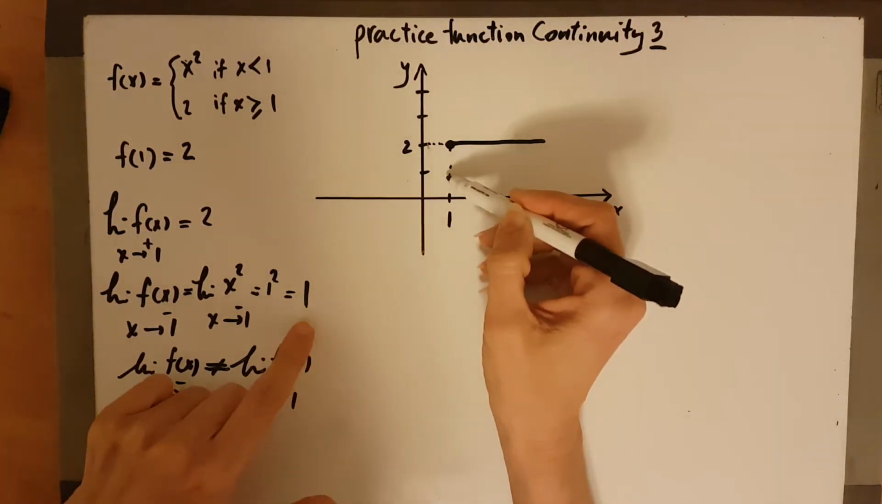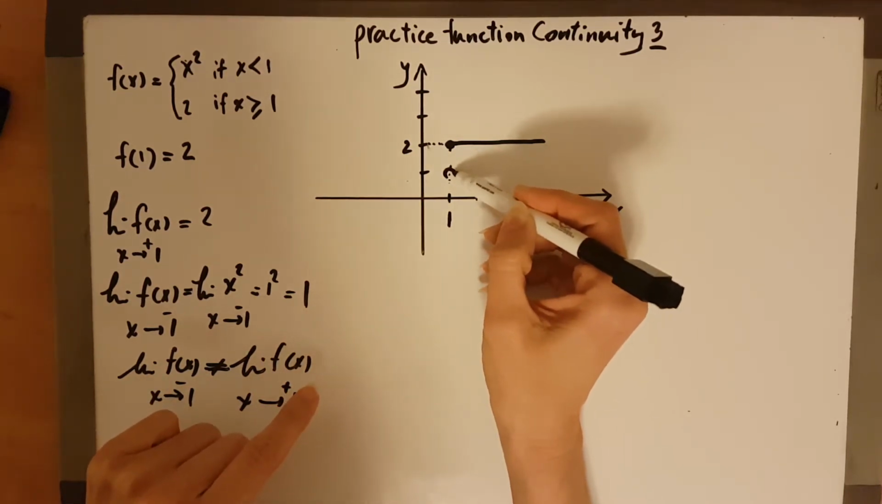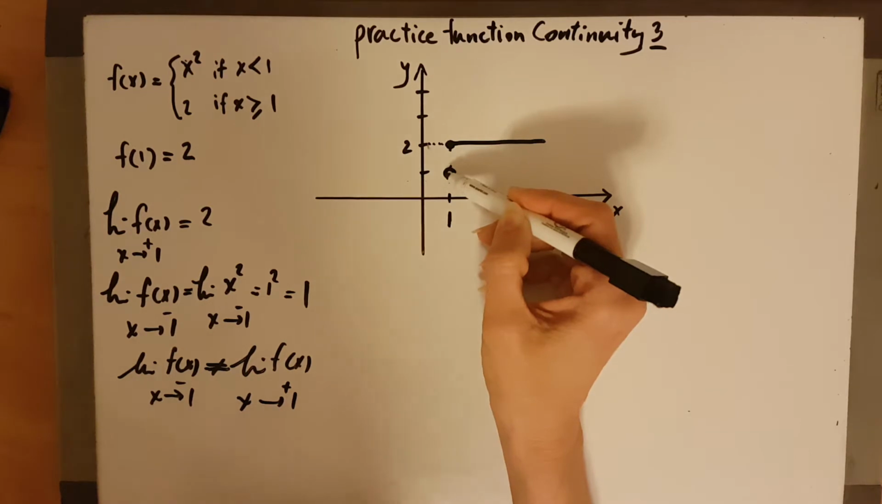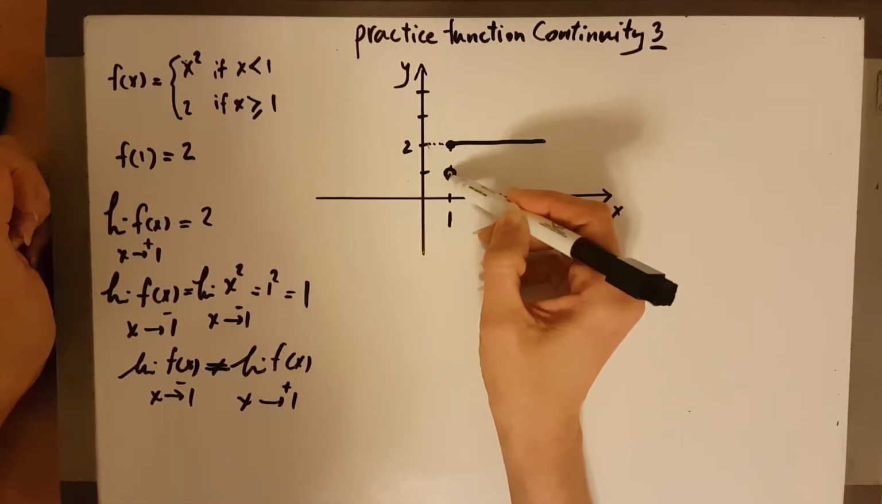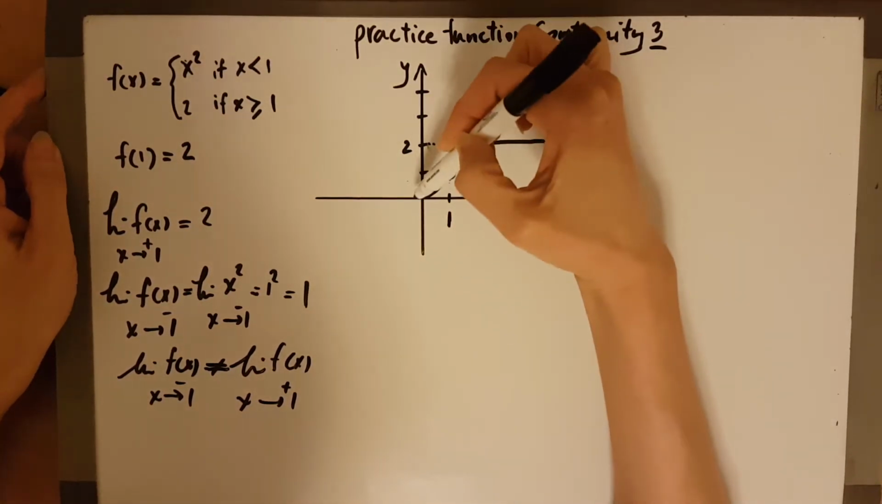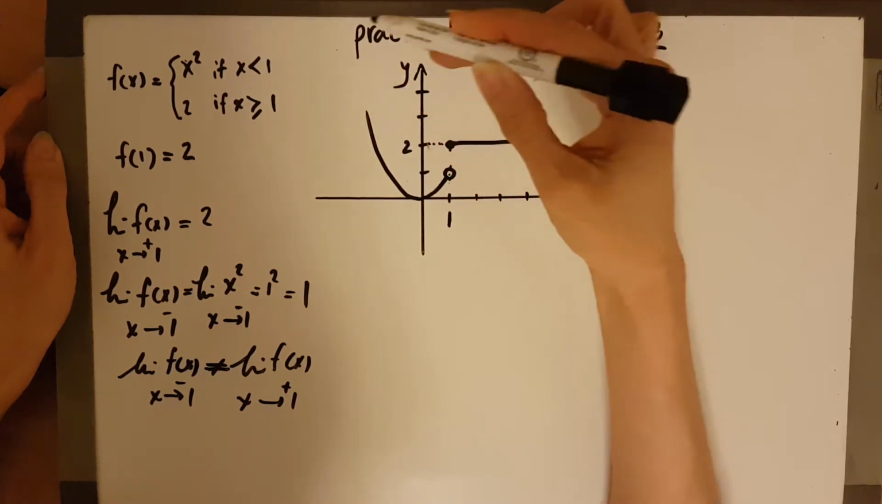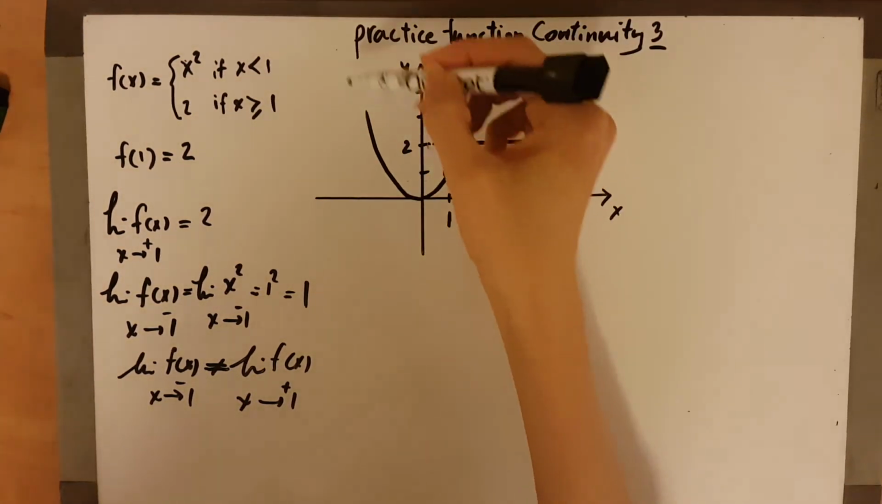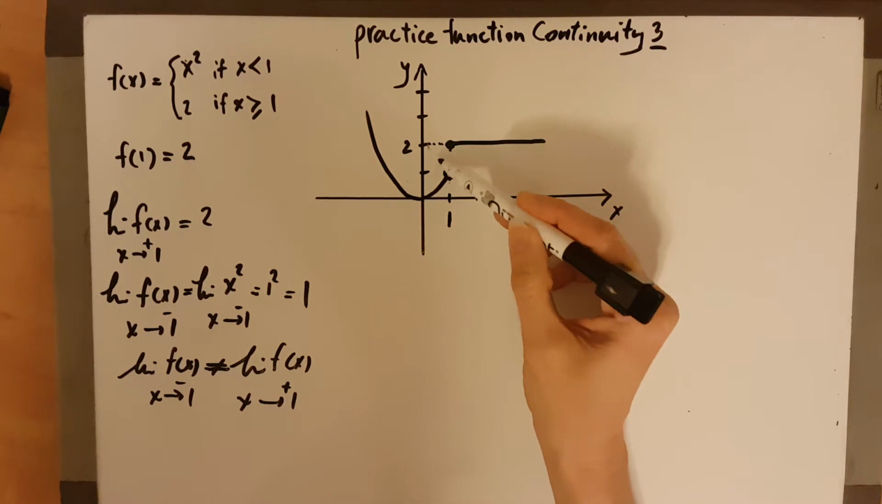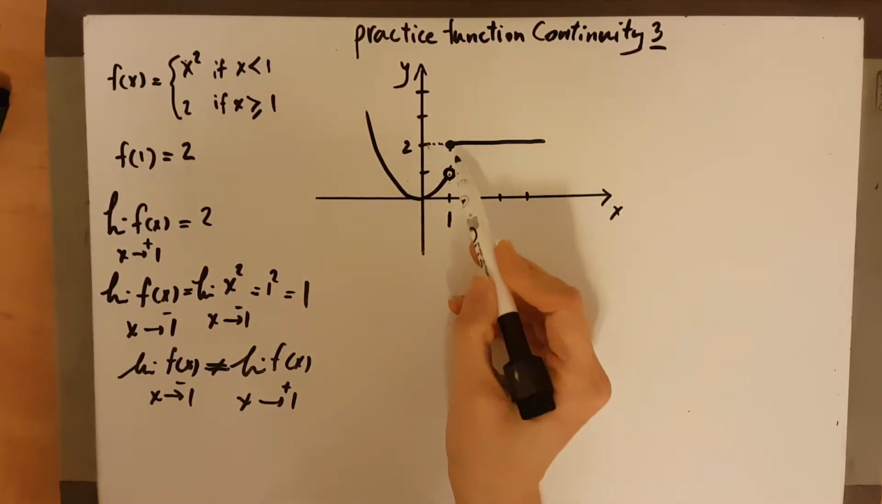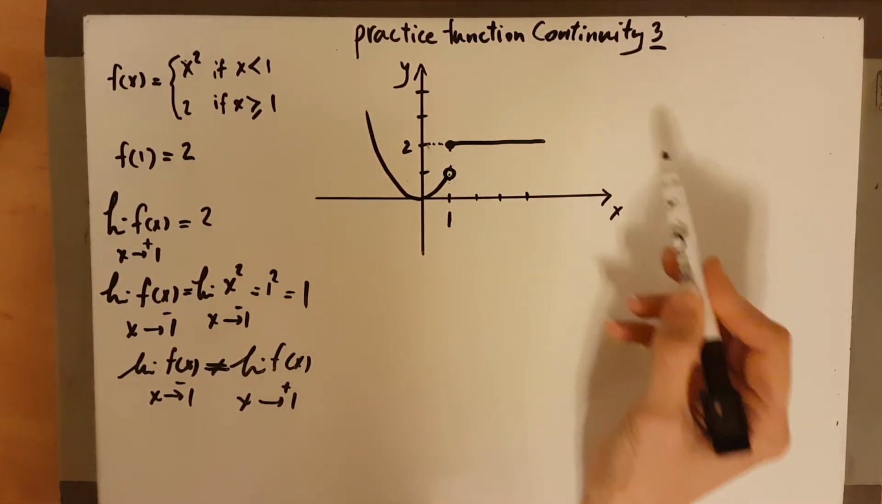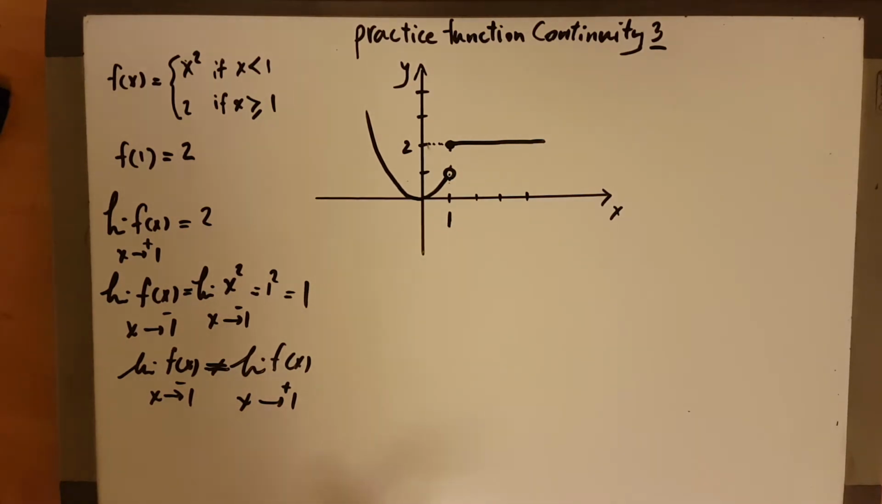The limit for this point would be 1, but the function does not exist here, so it's going to look like this, and we know x squared looks like this. Yeah, so this is my function. This is a function that is discontinuous at this point. There is a break here, there is a separation in here, so I know that it is not continuous.